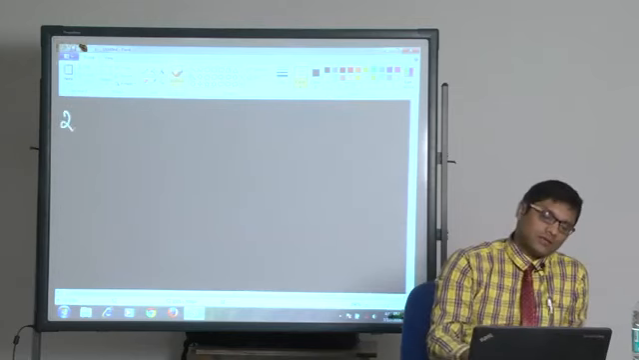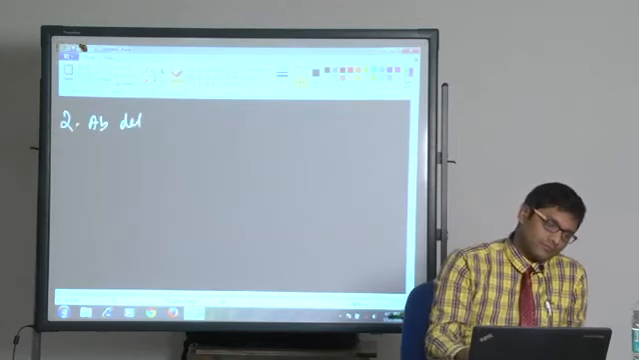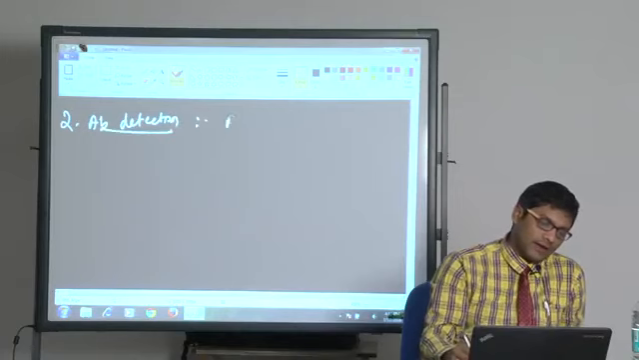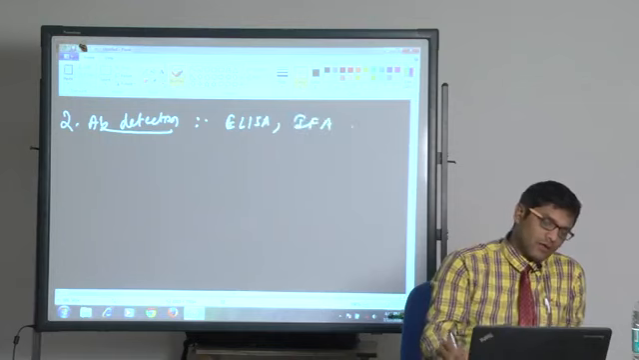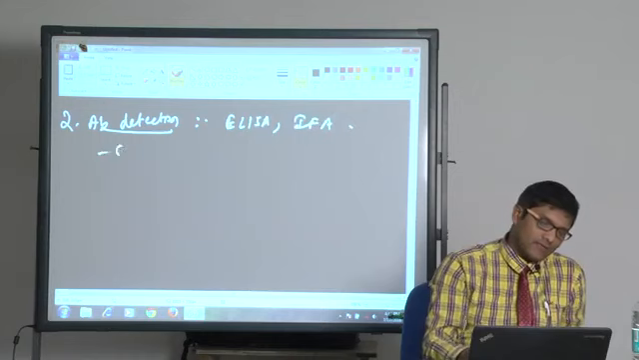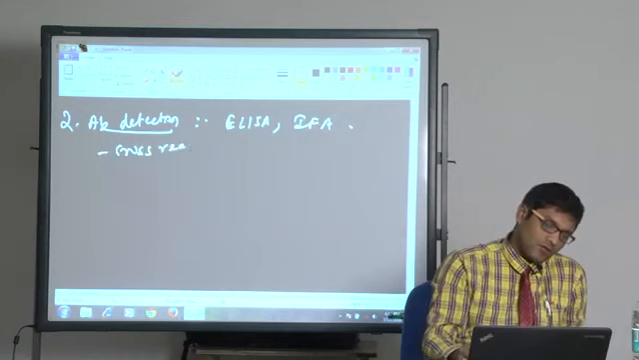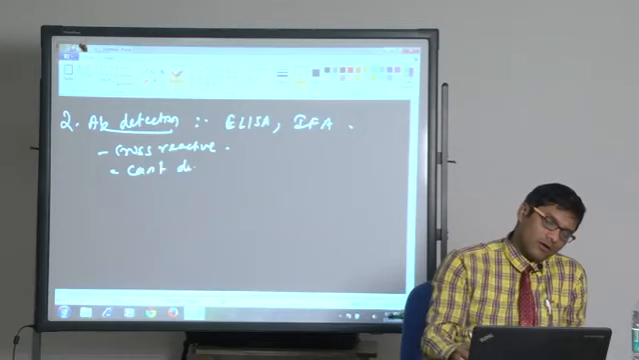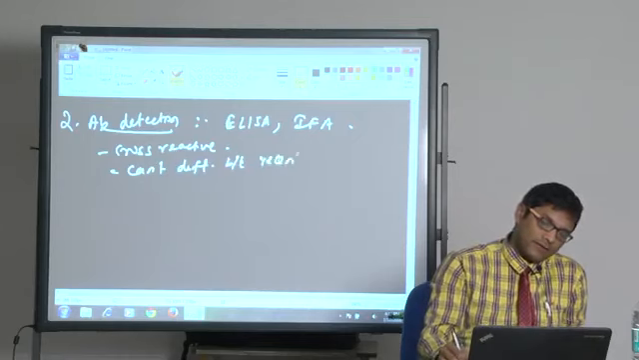Next is antibody detection. Various methods are available like ELISA, immunofluorescence assay, etc. But the problem is antibodies are cross reactive and they cannot differentiate between recent and past infection.